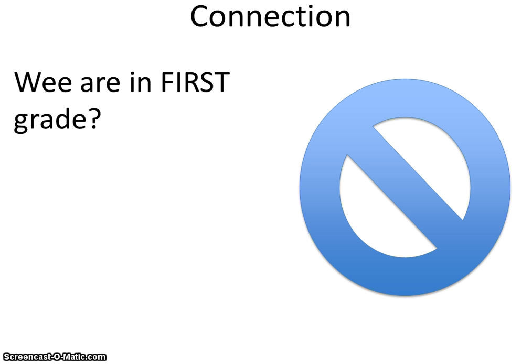Well, let's look at that word first. I see that the F, the I, the R, the S, and the T are all spelled with capital letters. We do not do that. So, the F, I, R, S, T needs to be in lowercase letters. So it should say, we are in first grade.